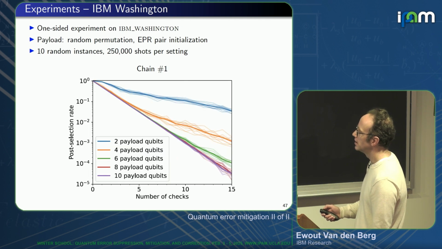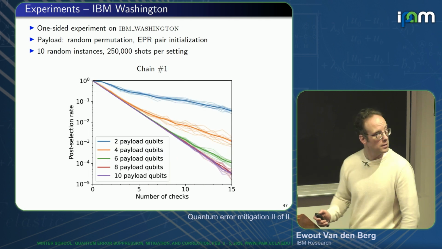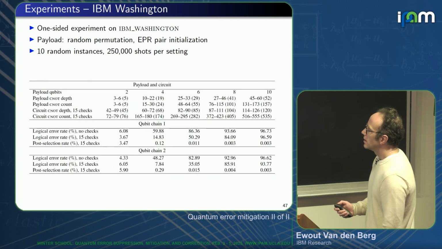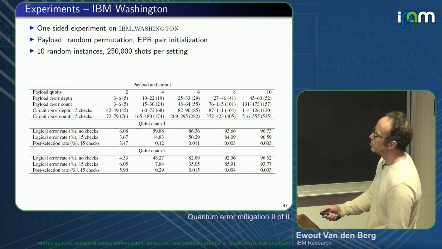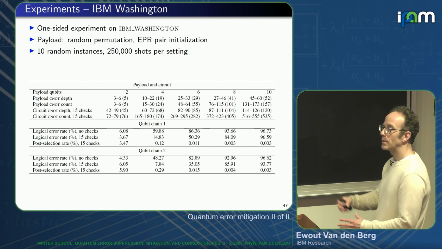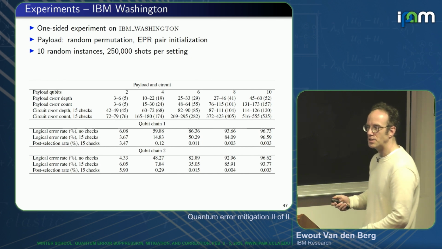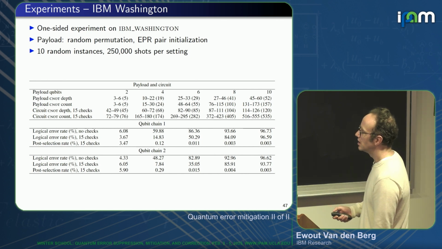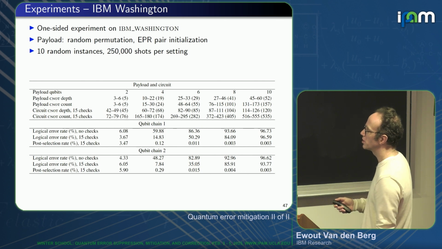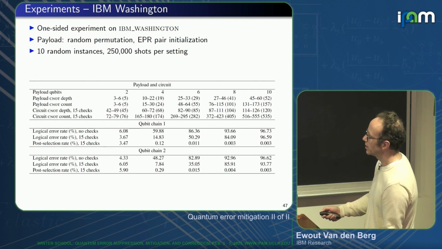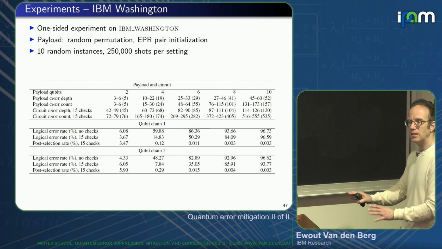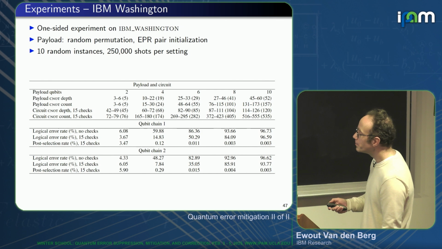This is just for the other chain. Post-selection rates. And just a summary of this setting, how many payload CNOTs there are, and so on. Because this is a random permutation, that takes a lot of gates to implement. So the error rate there will be pretty large to start with. And this is just a reduction again, maybe from 80% to 50%. So it's substantial, but it doesn't make the errors go away altogether.